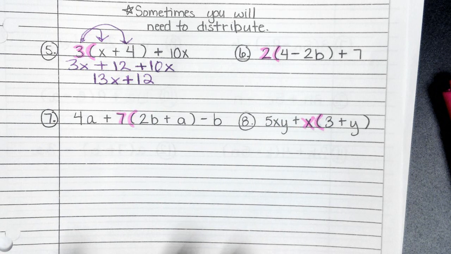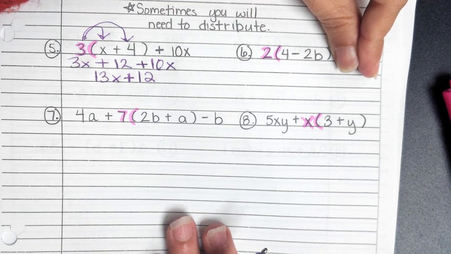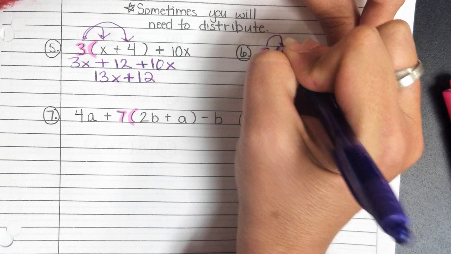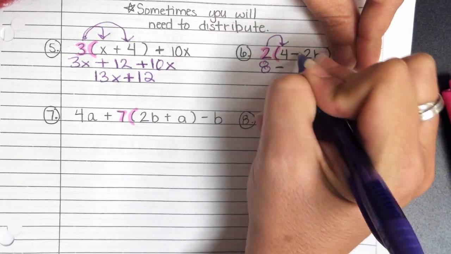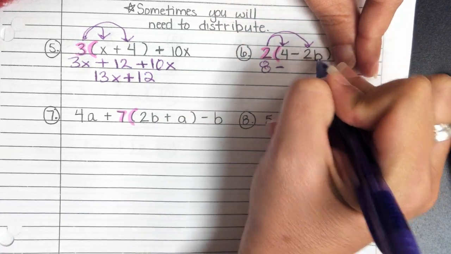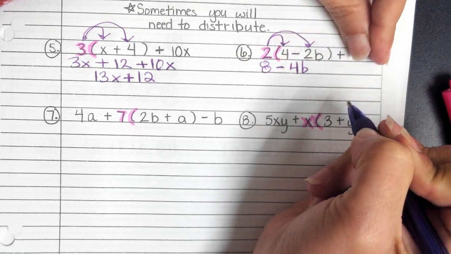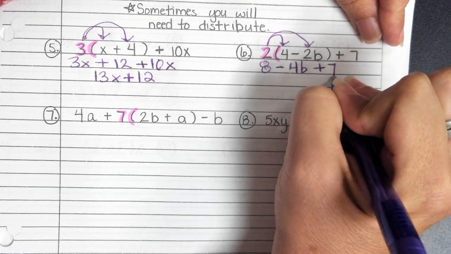You want the notes. You want to be able to look back at it. Okay? Number 6. Looking at this one, I kind of cover up the rest of it, and I go, okay, here's my distributive property. 2 times 4, 8. Bring down the minus. They finally put a minus sign. 2 times 2 is 4b. Okay? And I bring down the 7.